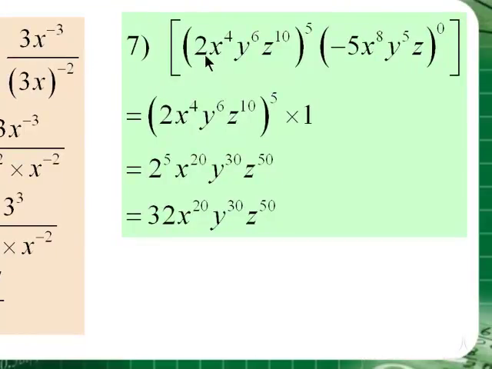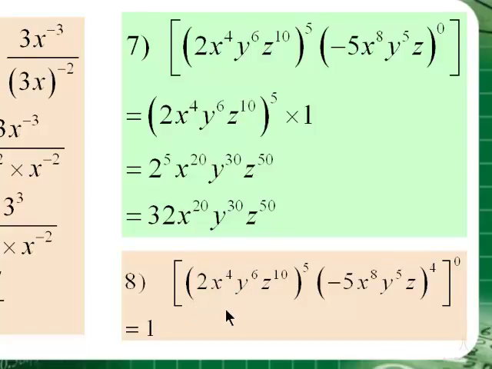In the second example, here we see our friend to the power 0. So this particular exponential expression we immediately know is equal to 1. So we only need to focus on this expression to the power 5. Use our property, so you get 2 to the power 5, which is 32, x to the power 4 times 5, which is 20, y to the power 6 times 5 is 30, and z to the power 10 times 5 is 50.